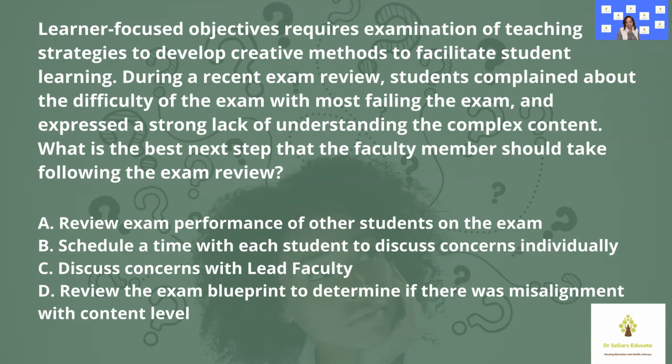A is to review exam performance of other students on the exam. B is to schedule a time with each student to discuss concerns individually. C is going to be discuss concerns with lead faculty, and D, review the exam blueprint to determine if there was misalignment with content level. All right, you can pause the video here.